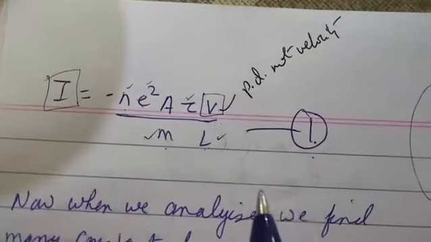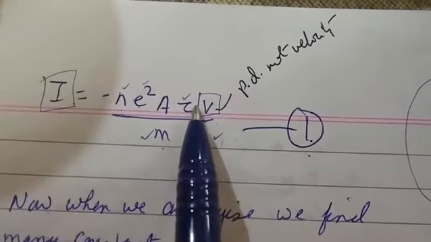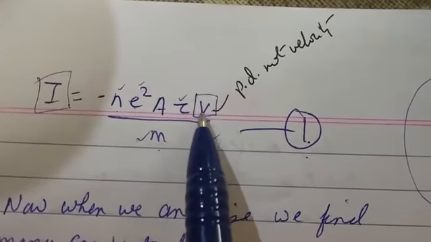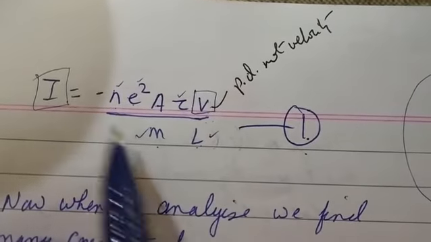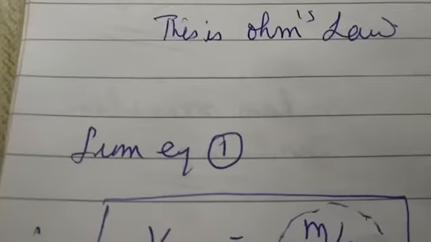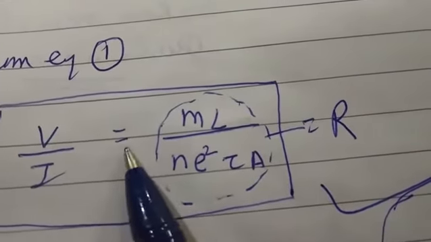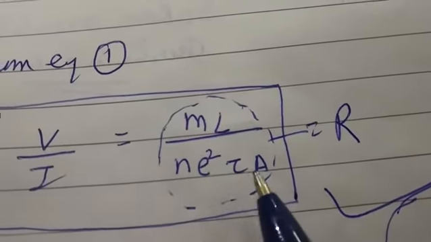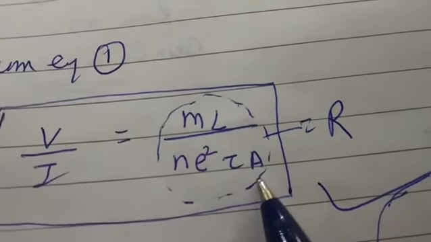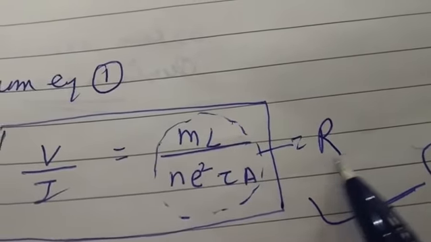Now again come to equation number 1. We have just proved I is proportional to V, or V is proportional to I. Now if we write V upon I and take all this quantity on the left hand side, it will be V upon I is equal to m l upon n e square tau A, and this total m l upon n e square tau A is equal to R. This constant is known as resistance.